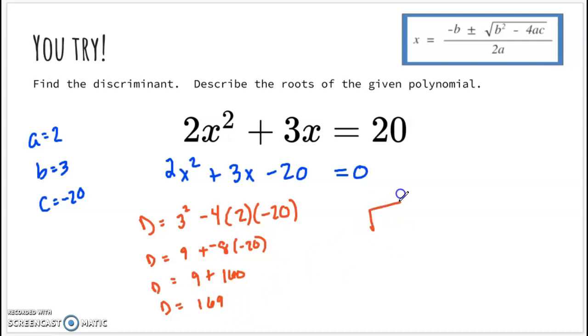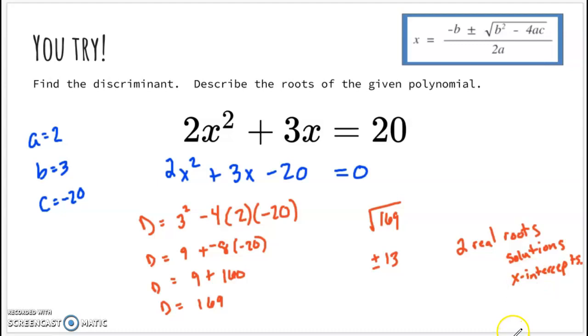And I know that that's my number underneath my radical. So if I take the square root of 169, I'm getting a positive 13. So that tells me I have a plus or minus 13. I'm going to have to do 2 separate equations. That's 2 real roots right there. 2 real solutions. 2 x-intercepts, right? You could say it any of those ways. 2 real roots, 2 real solutions, 2 x-intercepts.